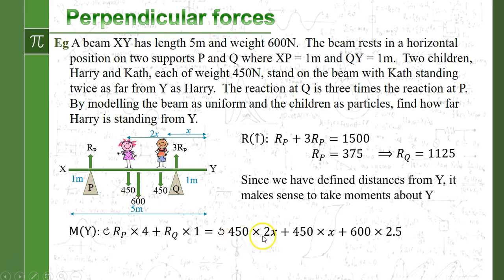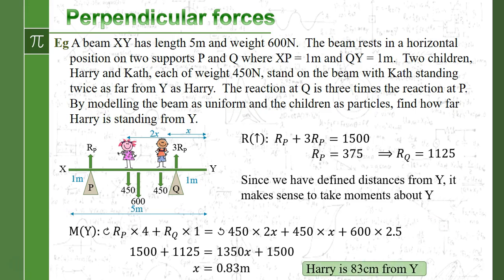So there we go. There's Kath, 450 times 2x. There's Harry, 450 times x. And there's the moment as a result of the weight of the beam. And we've got our P, we've got our Q, so that just leaves us with an equation in terms of x. And there you go. As it turns out, Harry is 83 centimetres from Y.